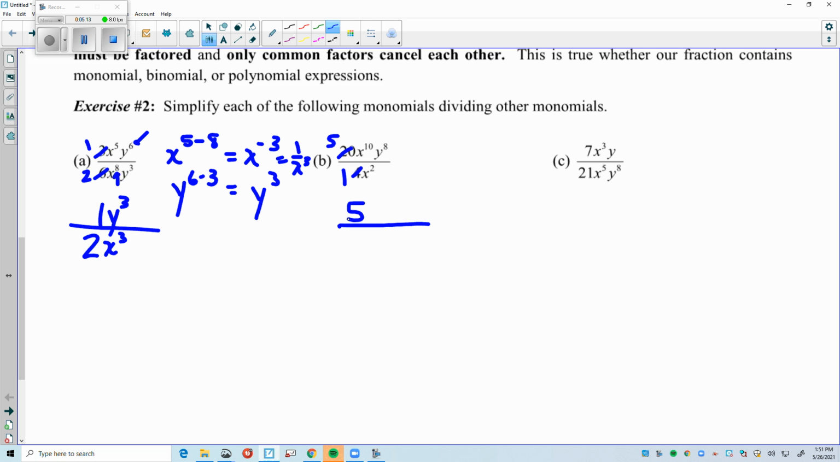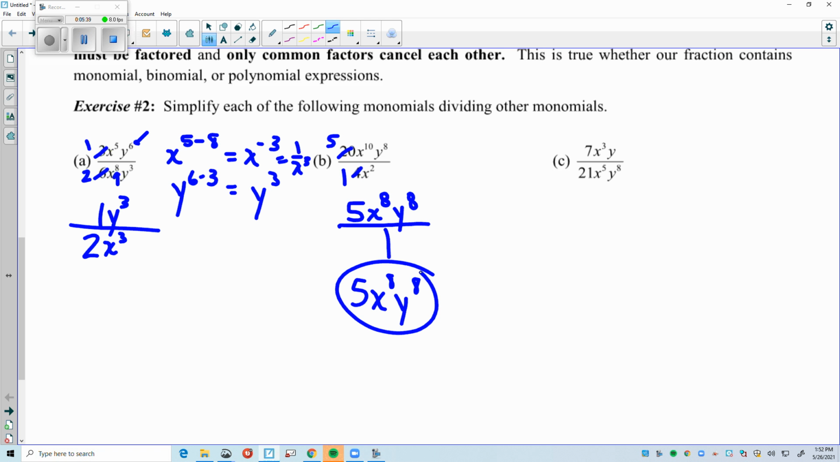Okay, and now we're going to, again, subtract our exponents. And I can see my larger exponent is in my numerator, so I know what's left over will stay in the numerator. 10 minus 2, I get 8. And now I can see y to the 8th. There's only one y value, so that's going to stay y to the 8th. And that's our final answer. We could write it as that over 1, or we could just say 5x to the 8th, y to the 8th, final answer.